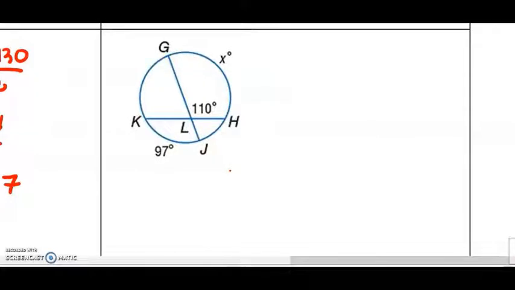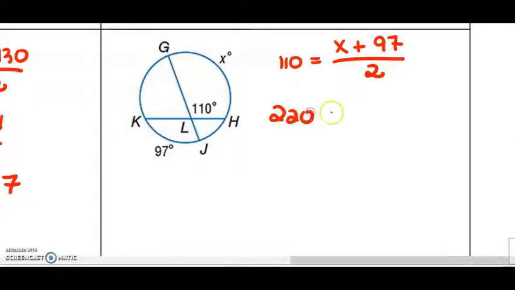Following the same formula here, the measure of the angle is 110. That's equal to the arc plus the arc divided by 2. Multiply both sides by 2. Then x equals 220 minus 97, or 123.